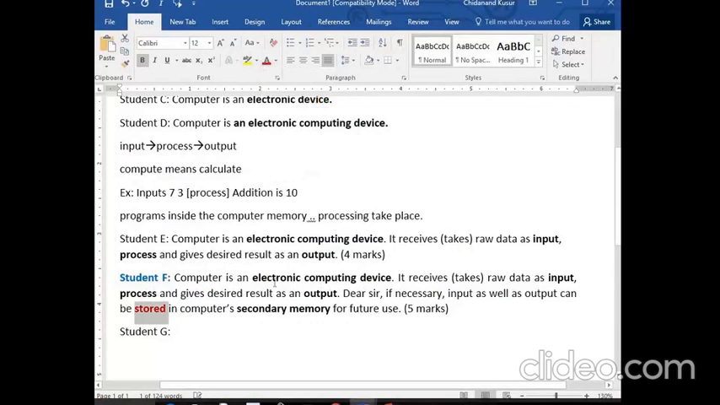You may work with any computer. All the computers will perform these. All the machines will take input. All the machines will process. All the machines will give the output. All the machines will store the data for future use. Means you may work with any of the machines.